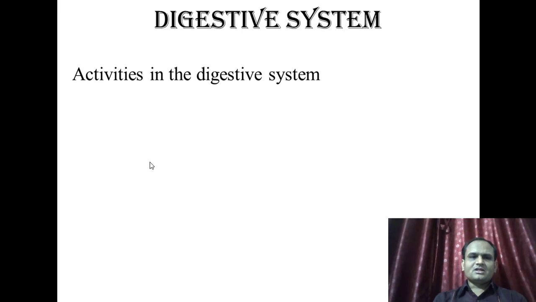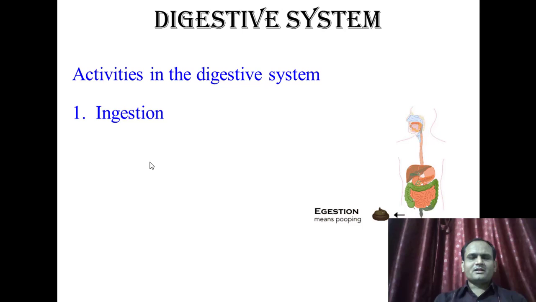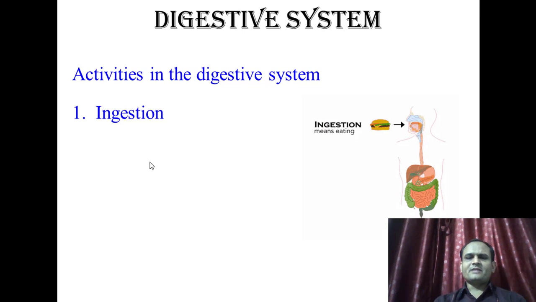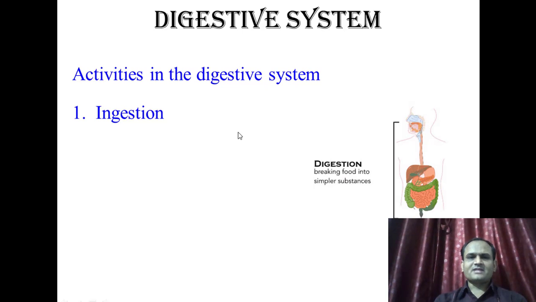There are various activities in which the digestive system is engaged. The very first activity is ingestion. Ingestion is simply taking the food particles into the alimentary canal. It can be explained with the help of a GIF. Ingestion means taking food particles into the alimentary canal, into the GIT. So it is the very first activity in which our digestive system is involved.